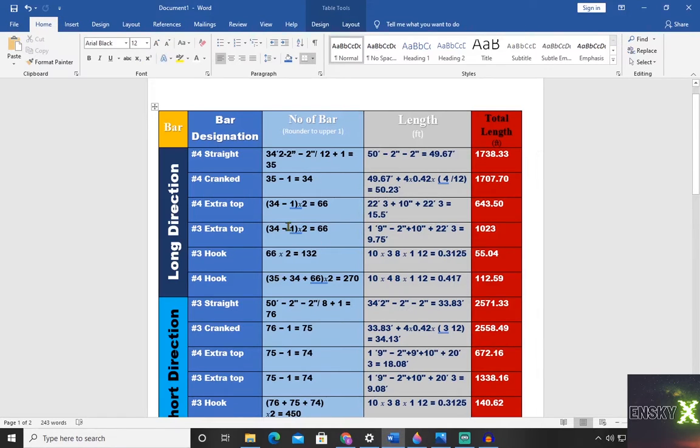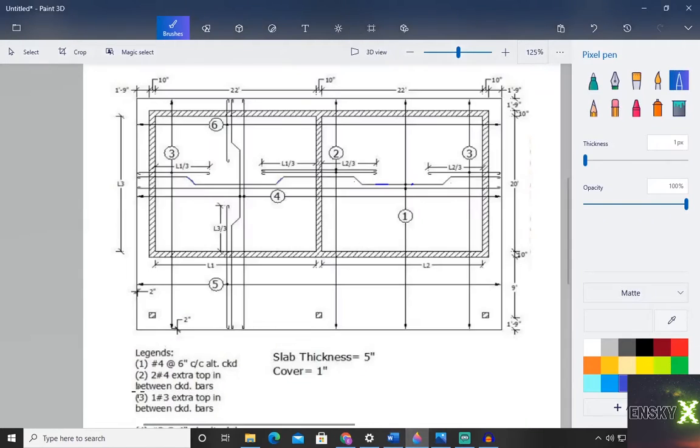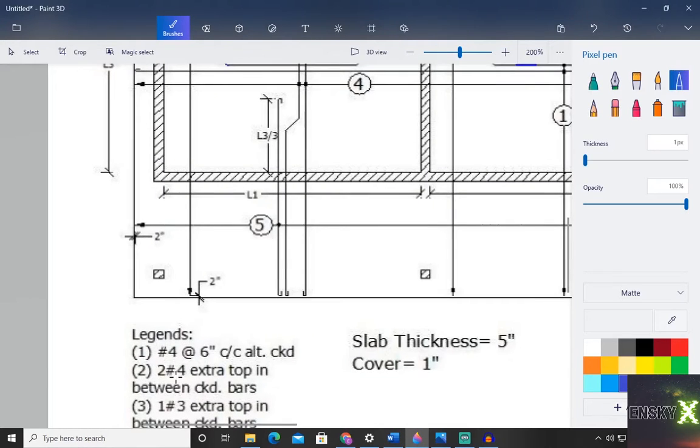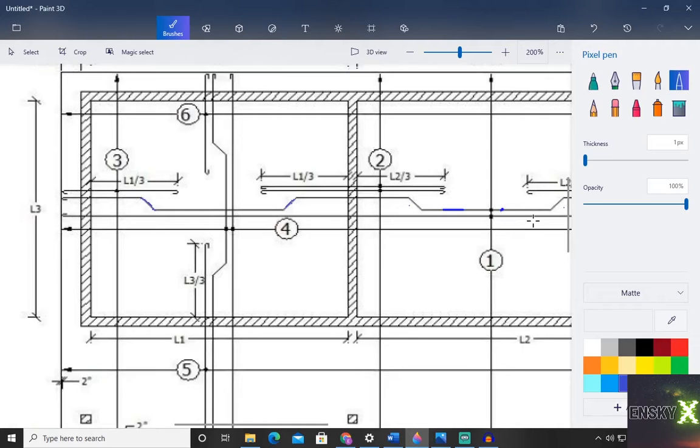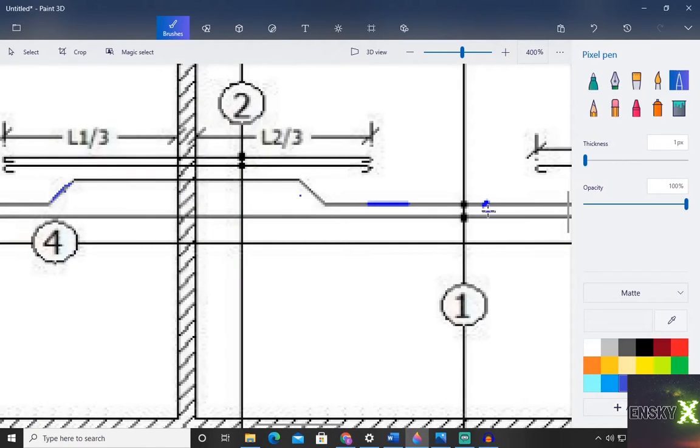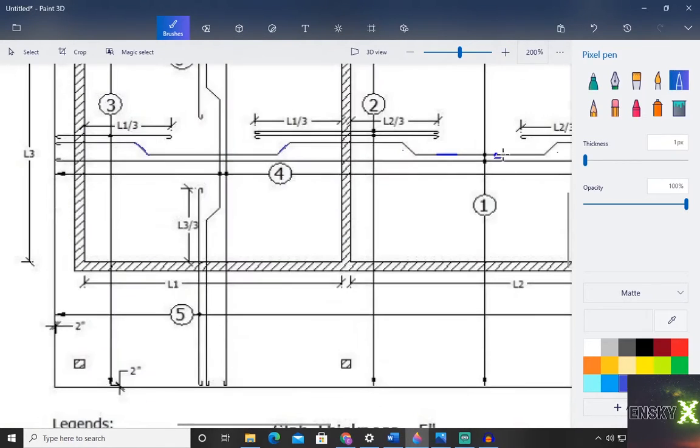Then again we have the extra top, #4 extra top. From where do we get this? Look at that legend, 2 #4. 2 #4 means it's actually putting 2 number of extra top in a single point. And then there is between crank bars. Between crank bars means in between there. You can see that there is a straight and then there is crank, so we are putting 2 extra top in between them.